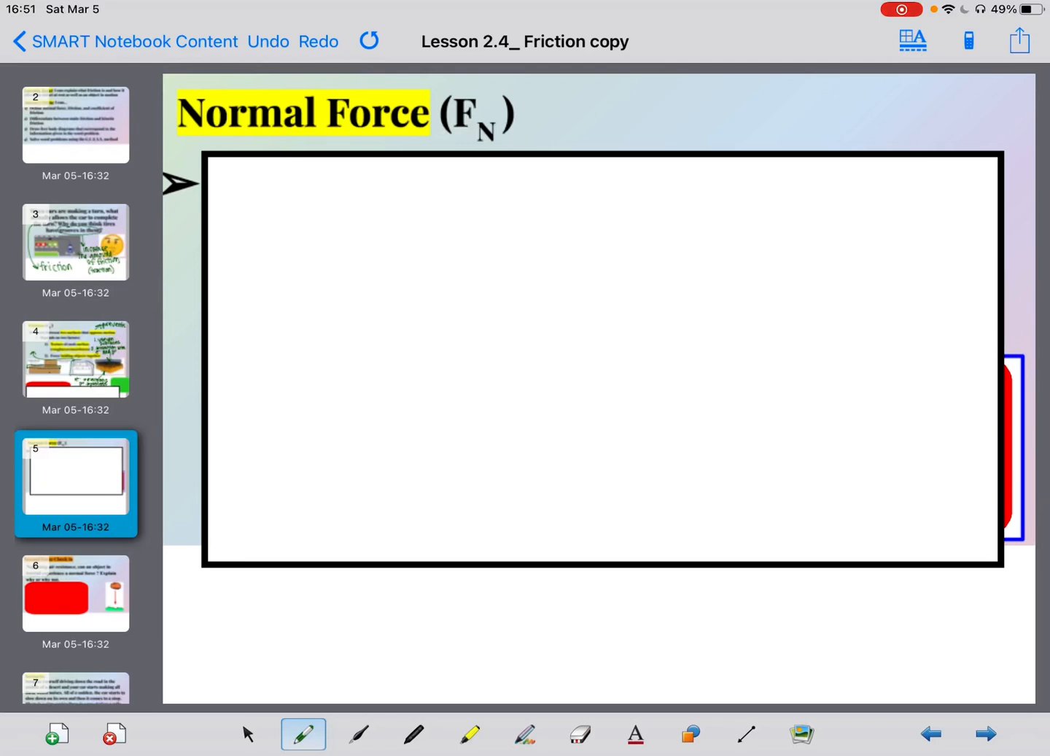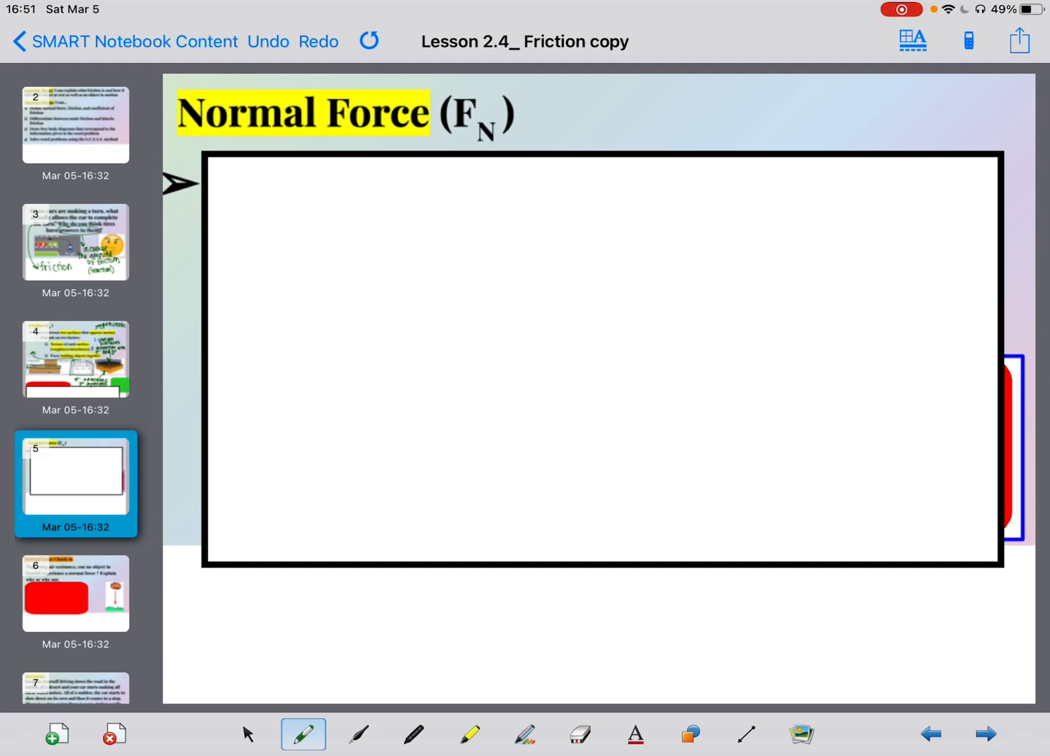So this is part 2 of lesson 2.4. Now we're going to be talking about the force, the normal force. Okay. So what I didn't emphasize in the beginning when I first taught forces was that a normal force can only exist when there's a surface.